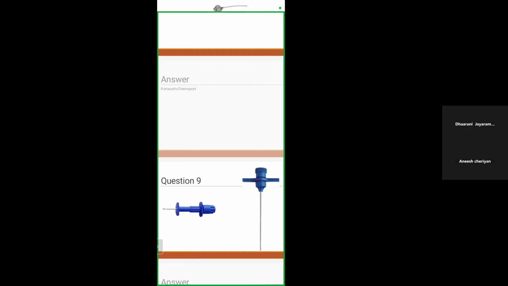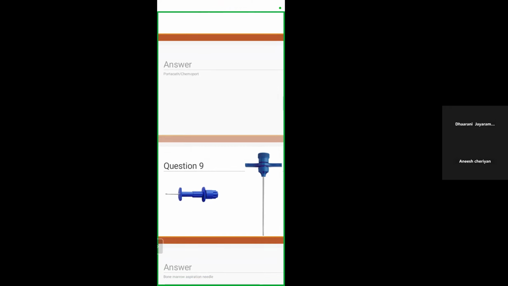So whenever a plan for a procedure is made for a child, you ask whether it's only aspirate or biopsy. Whenever a biopsy is planned, we have to make sure the Jamshidi needle is there. Even for aspirate, you can use the Jamshidi needle, but biopsy means you should have the Jamshidi needle only.